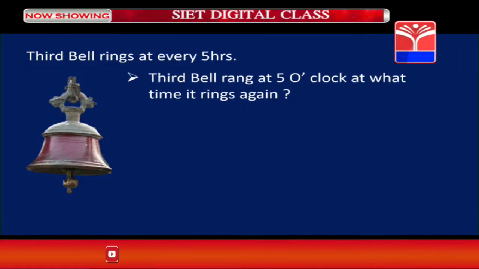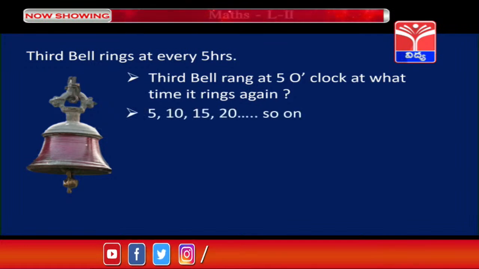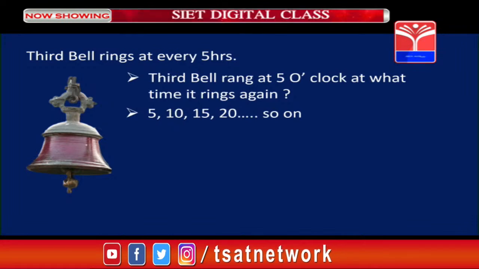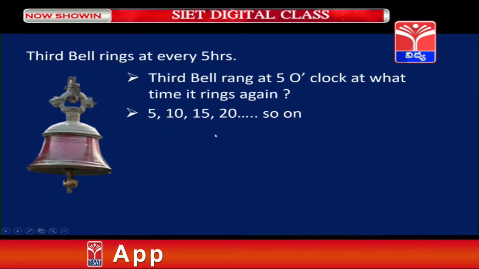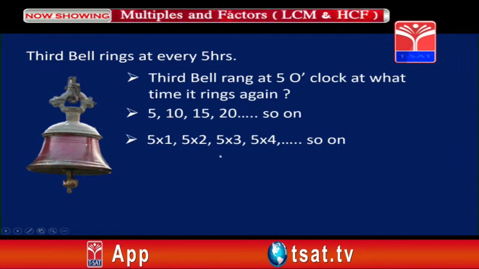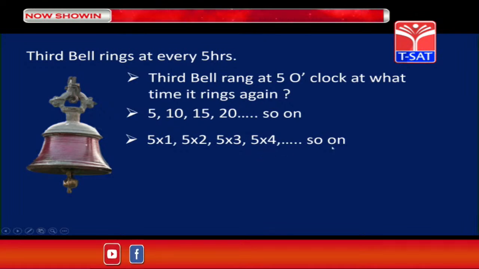Let us write the timings here. 5 o'clock, 10 o'clock, then again you add 5 to each number to get the next number. So like this we can get multiples of 5. These numbers can be written as 5 into 1, 5 into 2, 5 into 3, 5 into 4 and so on.